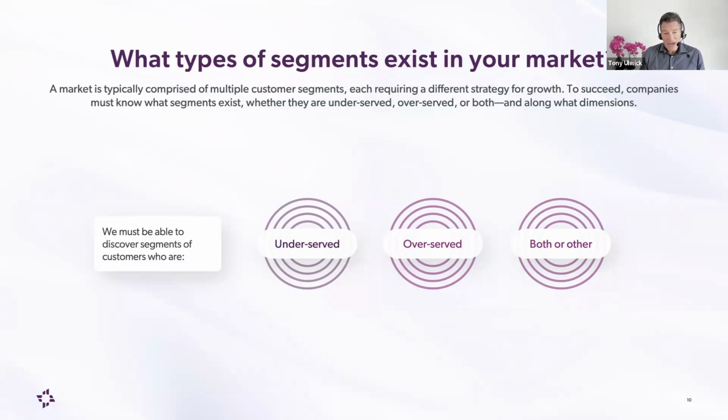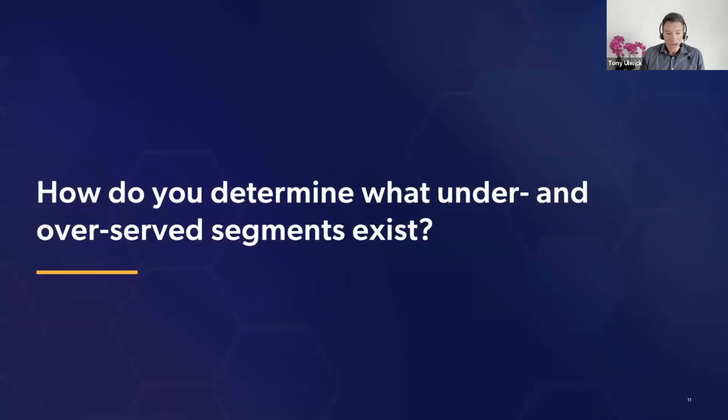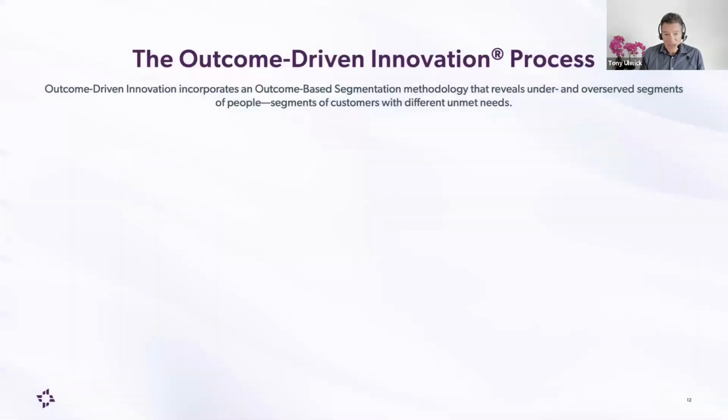Now, if we don't have the answer to this information, it's going to be really hard to apply the right strategy to the right situation. So, key question, how do you determine what under and overserved segments exist? And this is where we apply our outcome-driven innovation process approach. Many of you I know are familiar with it.